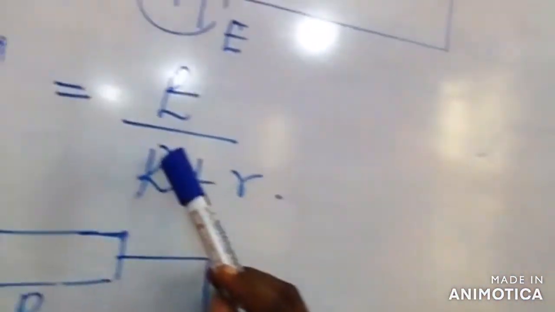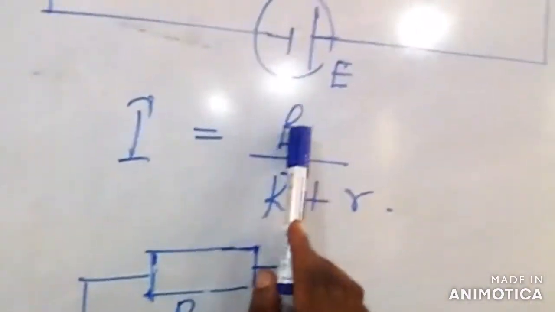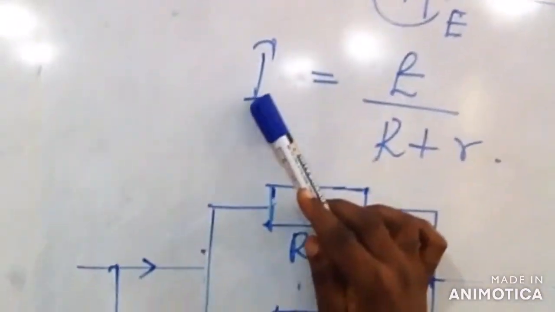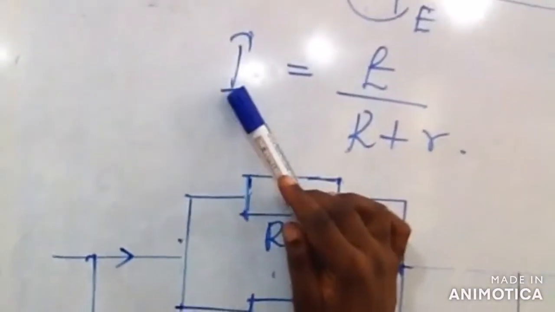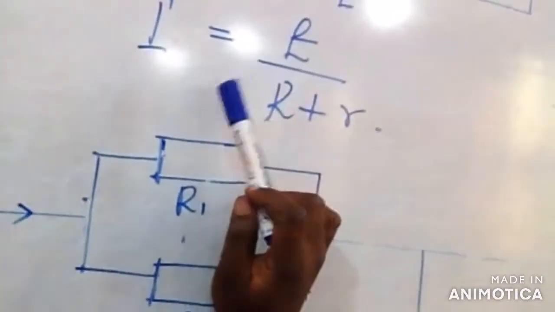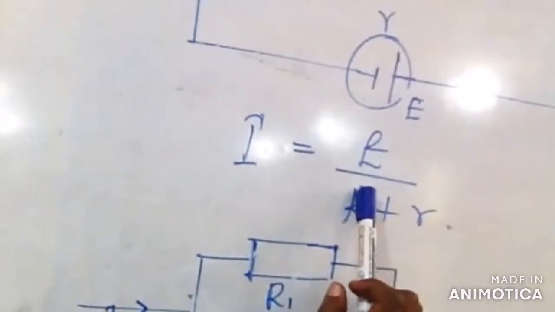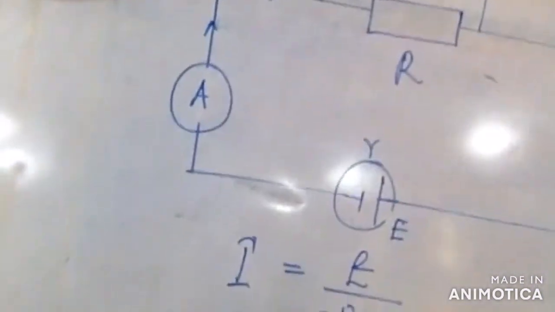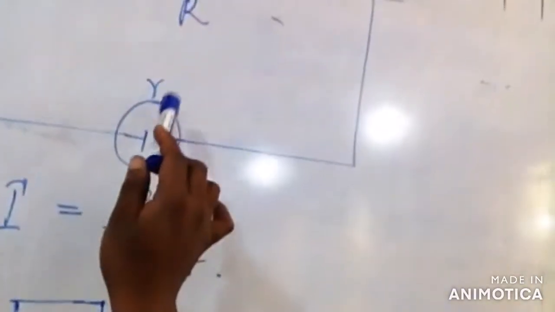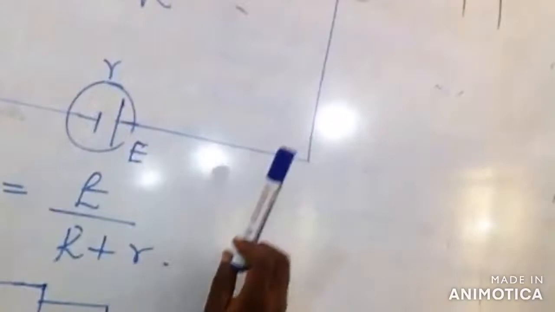You can see I, which is current, equals E over R plus r. So I here means current. E here means EMF of the cell. R here means external resistance, as you can see in the circuit. Small r here means the internal resistance, which is the function of the opposition offered by this cell.